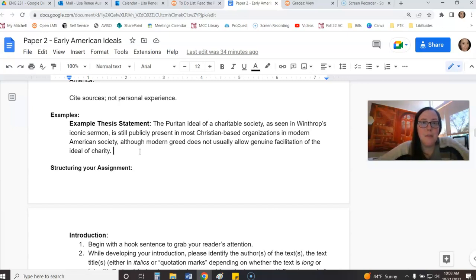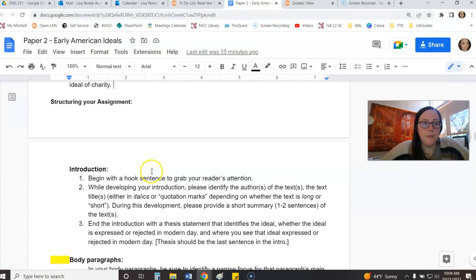This example thesis statement handles it as: it is present, but not in the perfect way that Winthrop originally expressed in his sermon. Most Christian-based organizations hold this ideal, but there's also greed. So the thesis allows for this gray area, which is perfectly fine for you to do in your paper. But those are the 3 things that you should do in your thesis. Identify the ideal, identify the text where you found it, and let me know directly whether that ideal still exists today or not, and where.